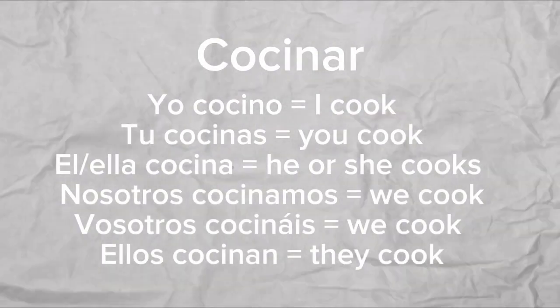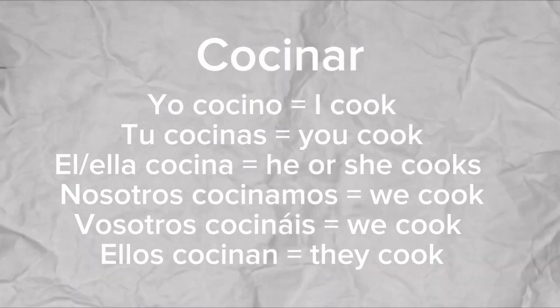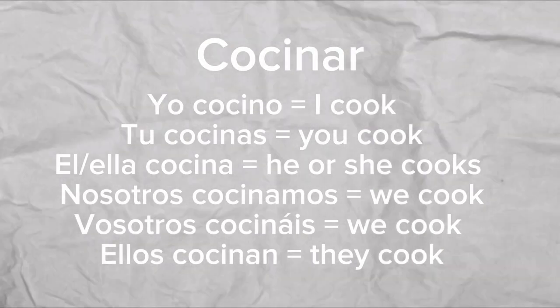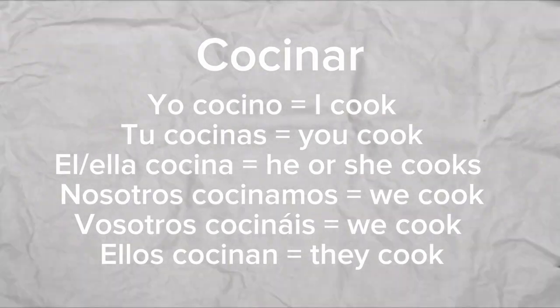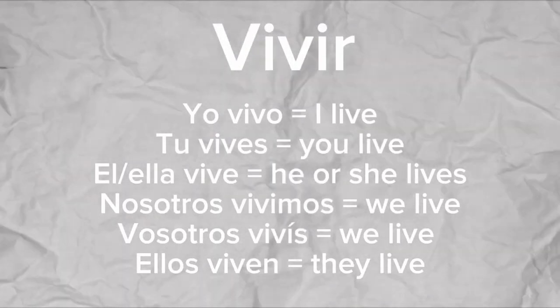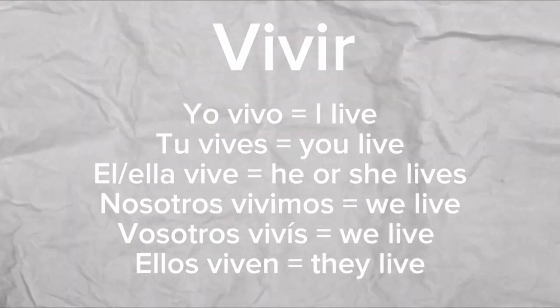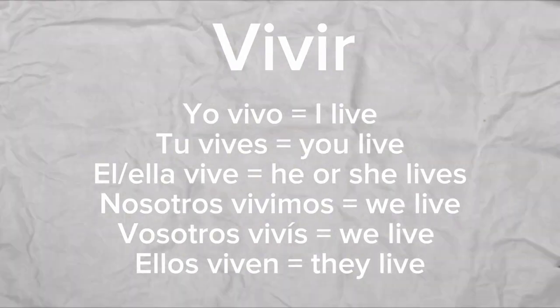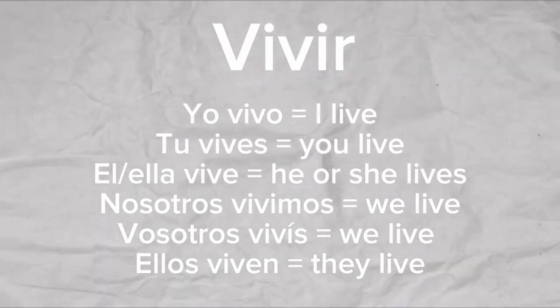So now you have learned regular verbs in the present form in Spanish. Let's use this knowledge in action. For example, the word cocinar, which means to cook by the way: yo cocino, tú cocinas, él/ella cocina, nosotros cocinamos, vosotros cocináis y ellos cocinan. And for IR verbs, for example, vivir: yo vivo, tú vives, ella vive, nosotros vivimos, vosotros vivís y ellos viven.